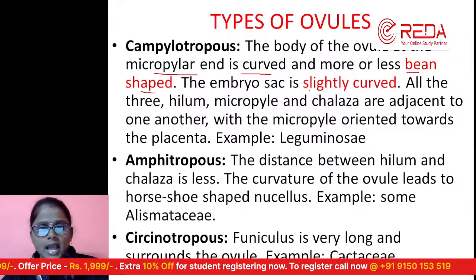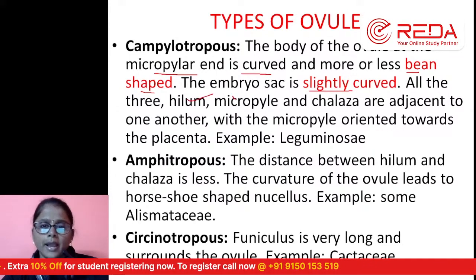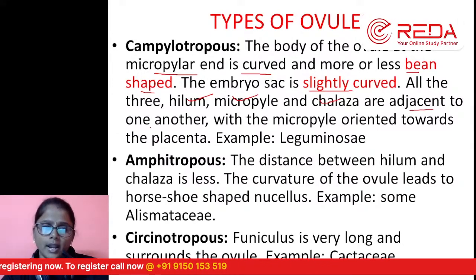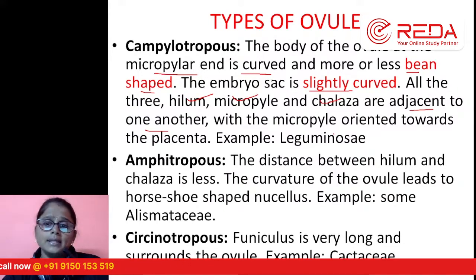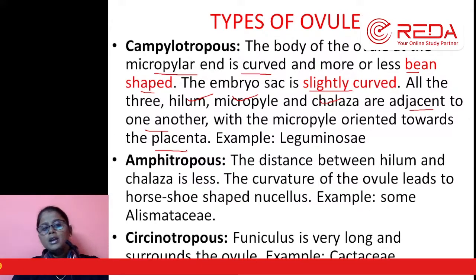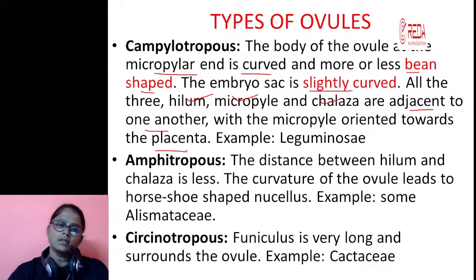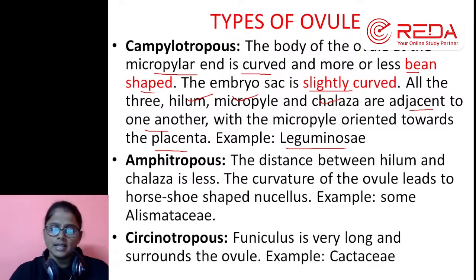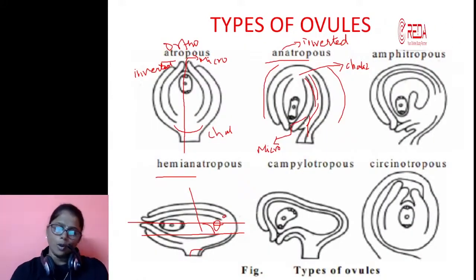And the embryo sac is also slightly curved, and the three, that is hilum, micropyle, chalaza, are adjacent to one another, arranged near each other. And the micropyle is oriented towards the placenta, so the micropyle will be seen close to the placenta. That is the campylotropous. An example is the leguminous, that is the Botany variety. Beans come under campylotropous.